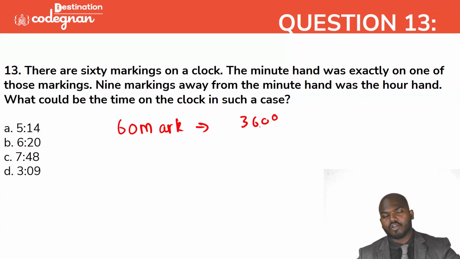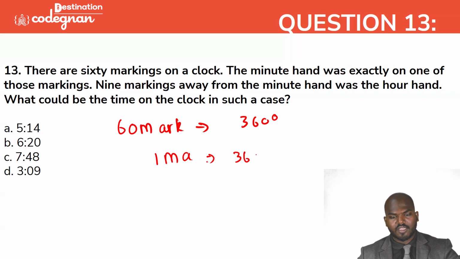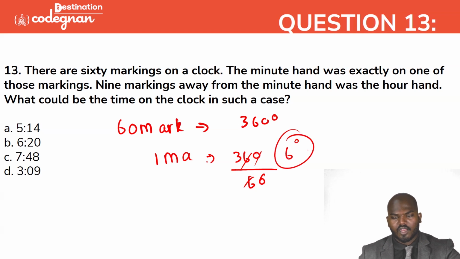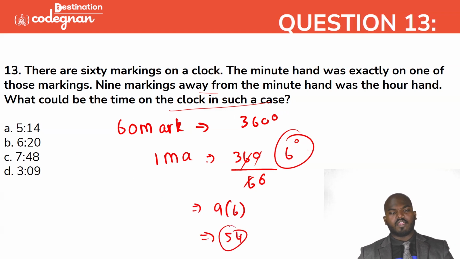If the 60 marks are equal to 360, what about the one marking? One marking, we can call it 360 by 60, which gives 6 degrees here. Okay, so then you can say that. So what could be the time in such cases? So 9 markings are mentioned here. For one marking it is 6 degrees. 9 markings are away from the minute hand. If you take 9 times 6, it will give you 54. 54 degrees, we can check it.